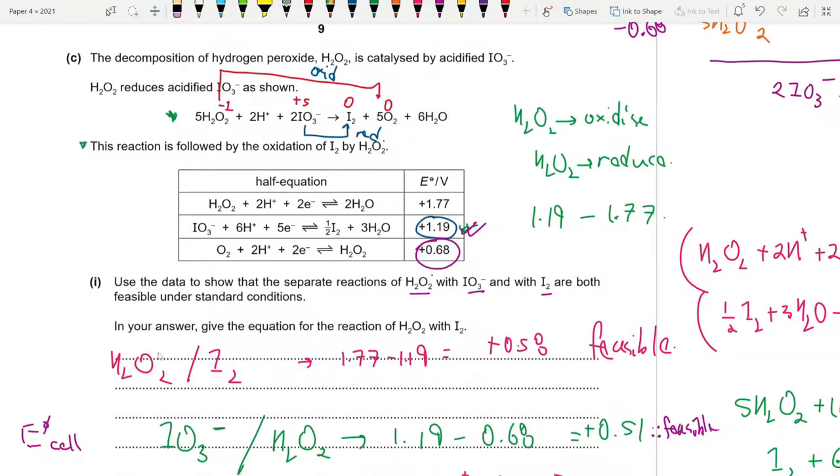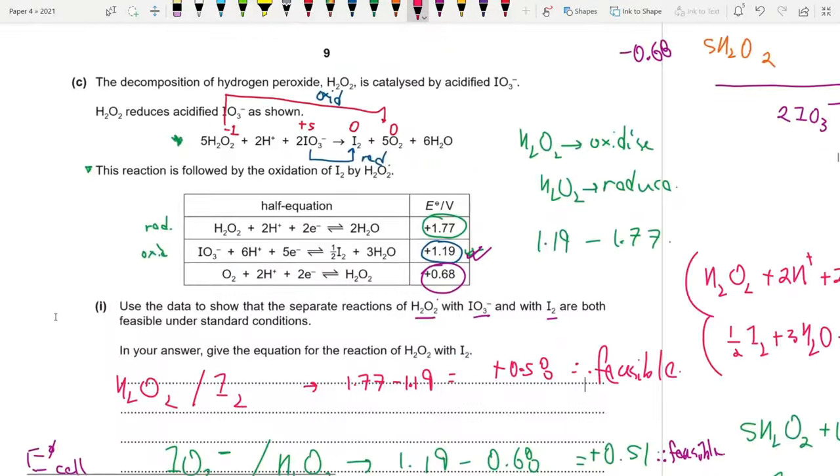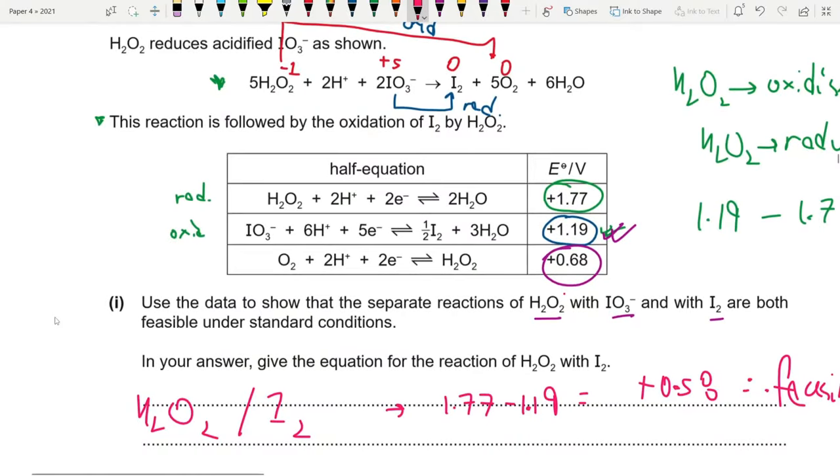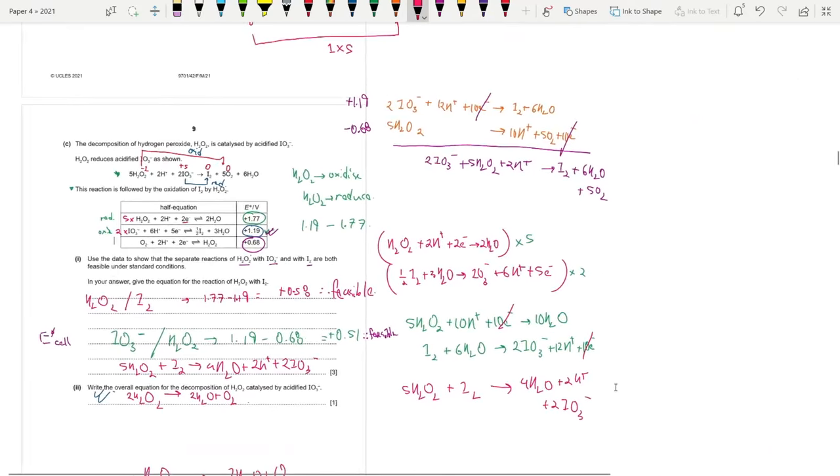And in the process of doing so, hydrogen peroxide will get reduced. So we want to oxidize iodine and reduce hydrogen peroxide. So we're going to take the reduction potential of hydrogen peroxide, plus 1.77, and the oxidation potential of iodine, which is minus 1.19. So 1.77 minus 1.19 gives a value of plus 0.58, which is also feasible. And if you guys want, I can show you the equation. To balance this, what do we need to do? Again, 2 electrons into 5 and this into 2. That will balance things.